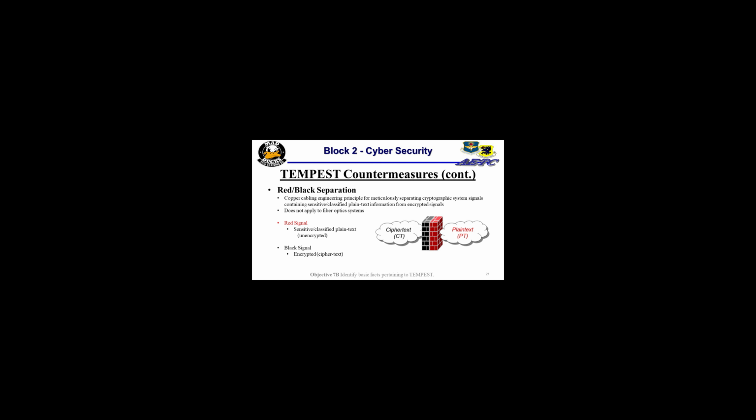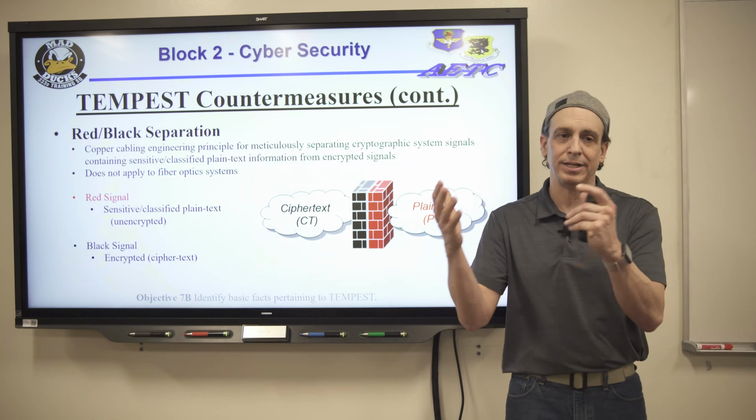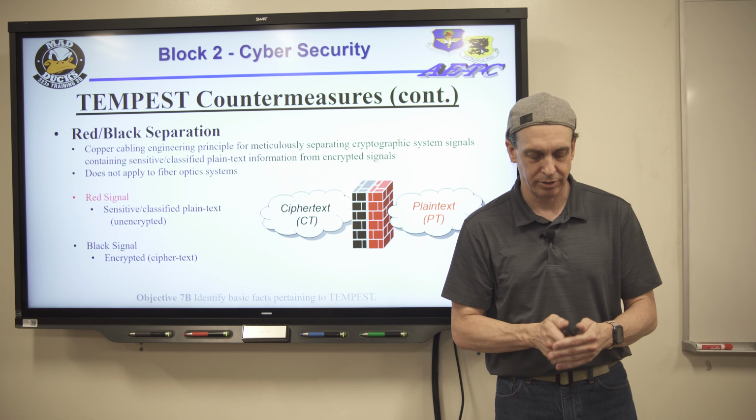You can't read it. So red signal, classified information that's easily read. It's unencrypted. A black signal, you can't see it, can't read it. It's in the dark. It's a black signal. And that concludes Tempest.